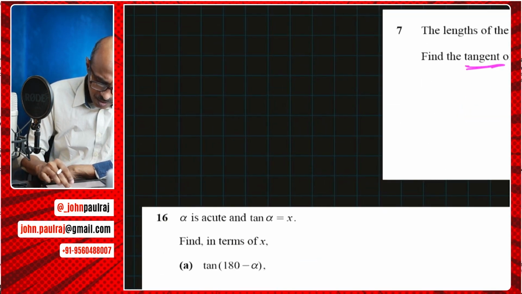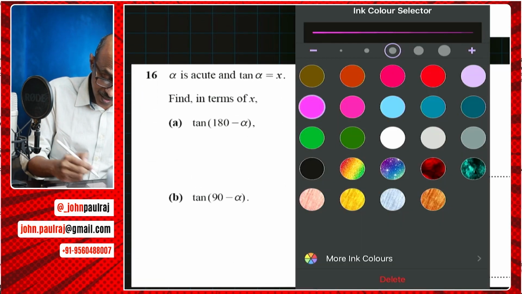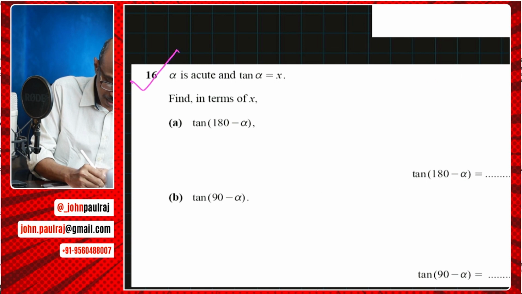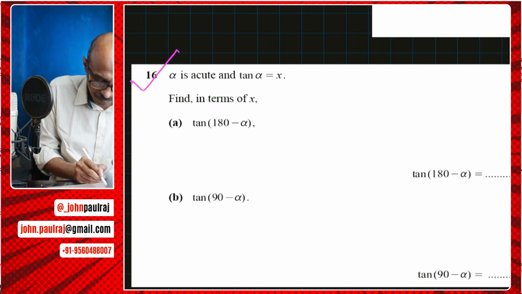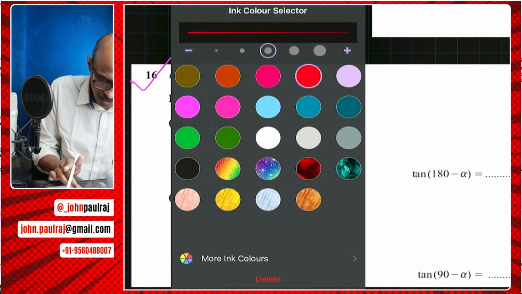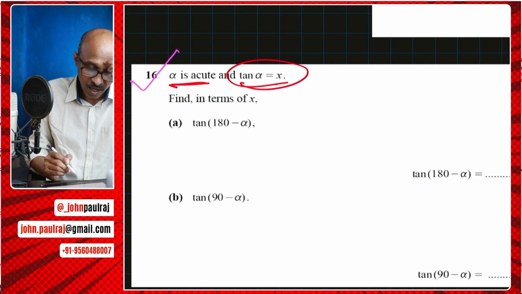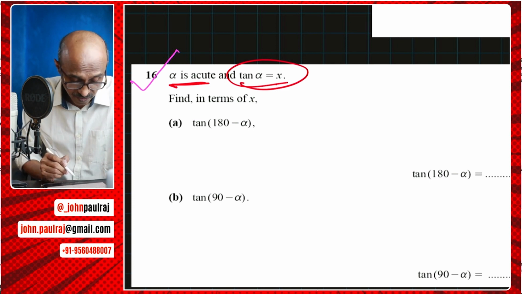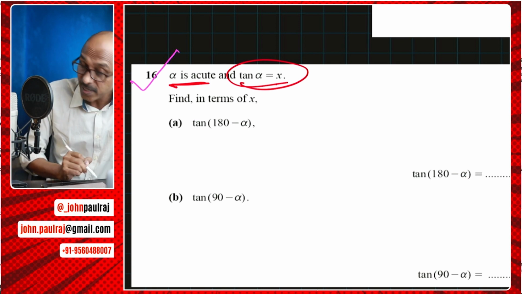So that's a question that has come. This is what I want you to pay attention to, and this is where I'm going to lay my bet. Not this question, I'm talking about the type of question. And what I mean by that is, pay attention to this question. It says alpha is an acute angle. Alpha is acute, and tan of alpha is equal to x. Find in terms of x, tan of 180 minus alpha, tan of 90 minus alpha.